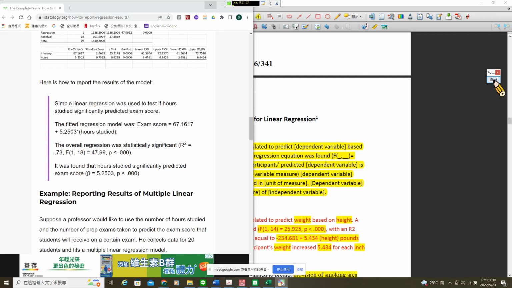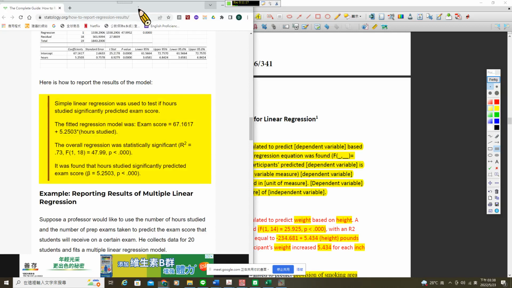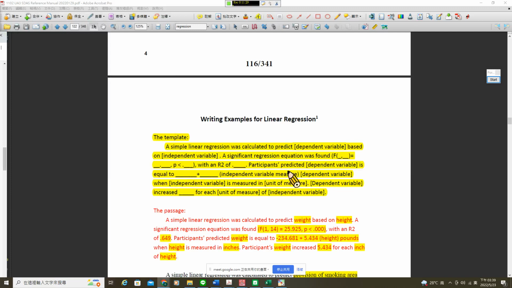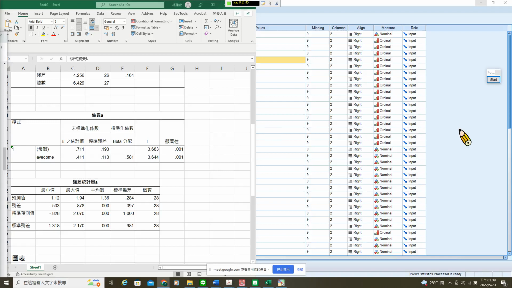Here is the example where we can use the formula, the template above, to write out something like this. But this is one way of reporting. And there's another way. You can use this one to report. But basically, both formats consist of the same information. They all have the same information. So now let me try to give you an idea how to report for this case. Let's take a look.